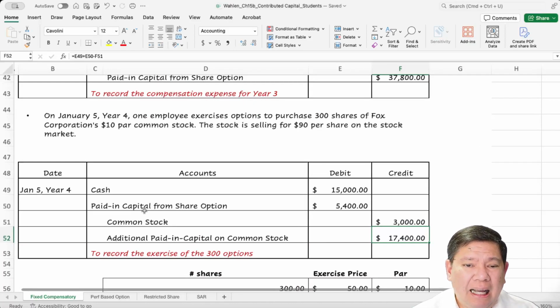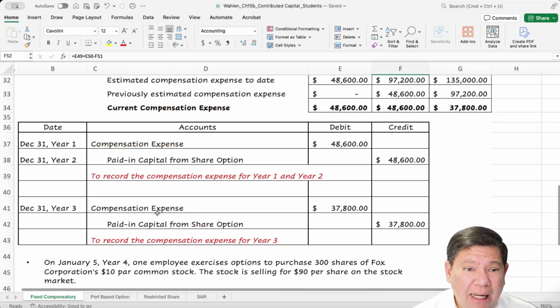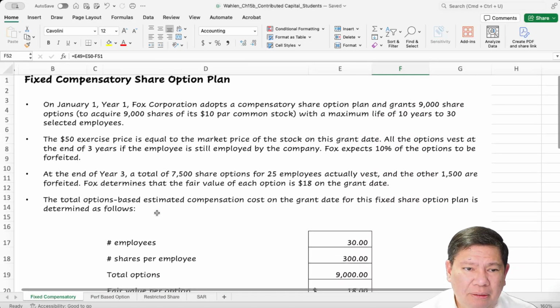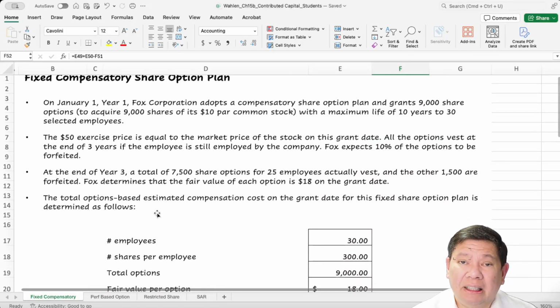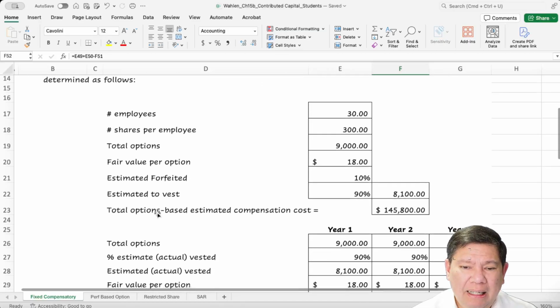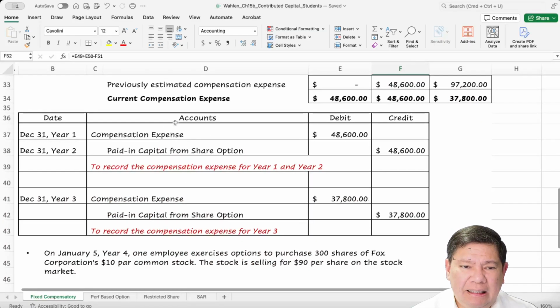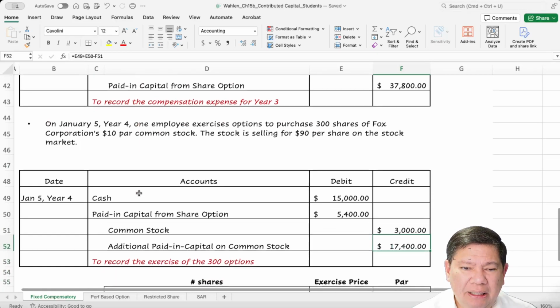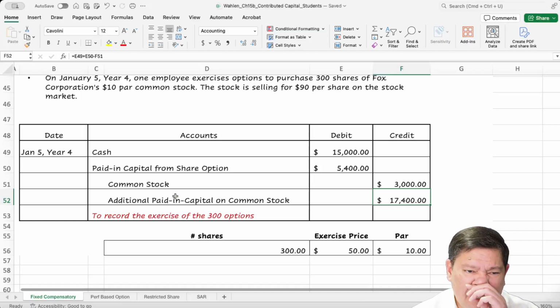Okay, so that's how we record this transaction when one of the employees who received the stock option plan decides to exercise his or her stock option and purchase the company's common stock. That's how we prepare the journal entries related to fixed compensatory share option plan. These are the journal entries to recognize the compensation expense, and that's the journal entry to recognize the exercise of the options. Thank you for watching.